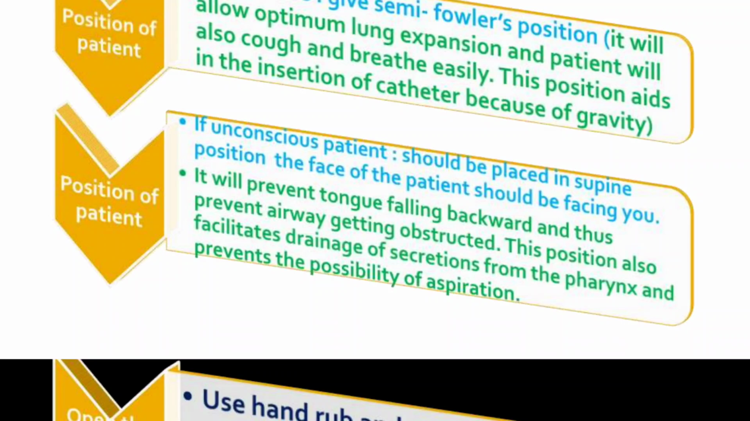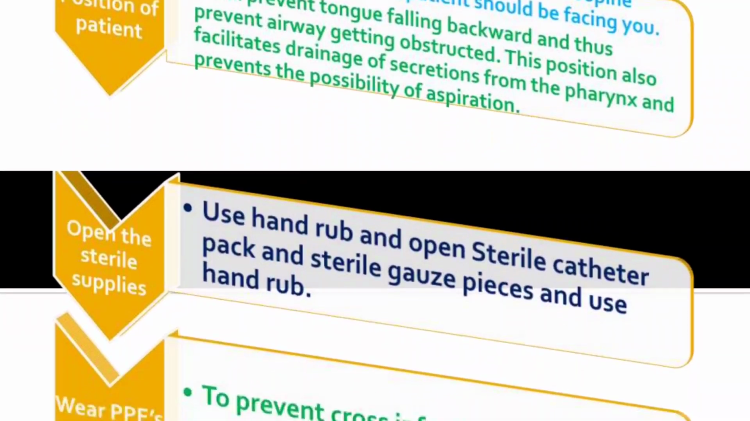The face of the patient should be facing you. It will prevent the tongue from falling backward and thus prevent the airway from getting obstructed. This position also facilitates drainage of secretions from the pharynx and prevents the possibility of aspiration.